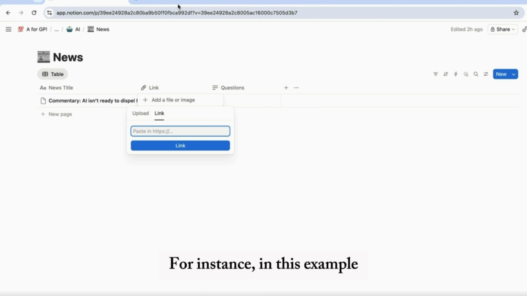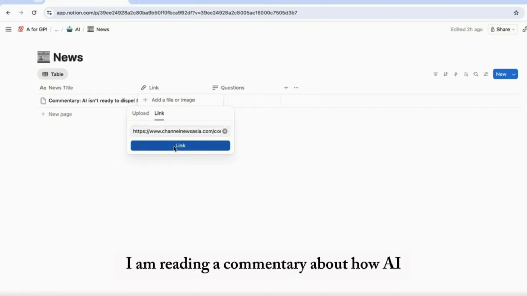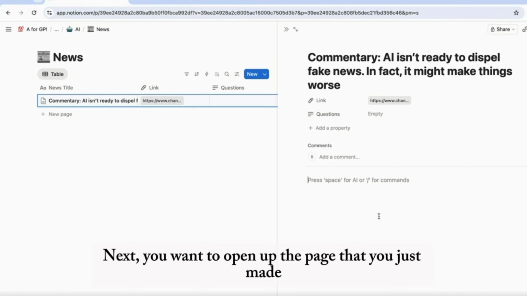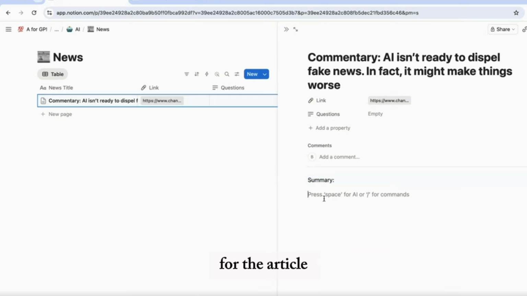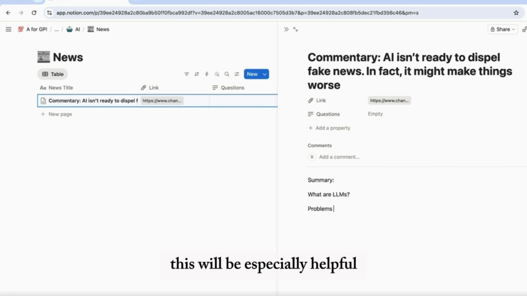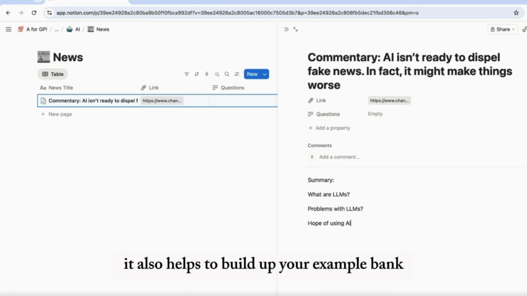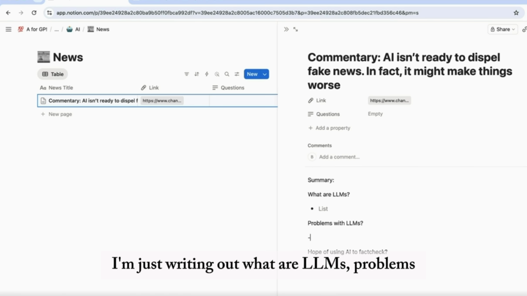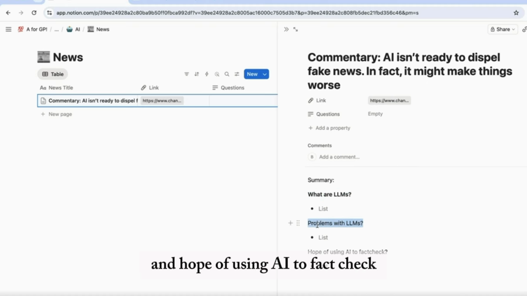For instance, in this example, I am reading a commentary about how AI isn't ready to dispel fake news. Next, you want to open up the page that you just made for the article and write out a summary of what you just read. This will be especially helpful if you are someone who always forgets about what you just read. It also helps to build up your example bank that you can use. Here, I'm just writing out what are LLM's problems and hope of using AI to fact check.